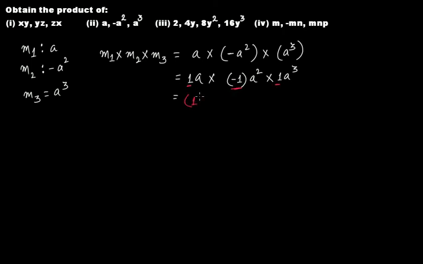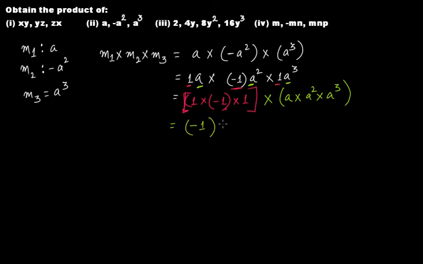You can write it as this is 1, this is minus 1, this is 1. So 1 multiplied by minus 1 multiplied by 1, right? Then you have a squared and a cubed. So a multiplied by a squared multiplied by a cubed. If you solve it, you get minus 1 multiplied by a to the power 1 plus 2 plus 3. So this is minus 1 multiplied by a raised to power of 6. This can be written as minus a raised to power of 6. Okay, so this is your answer.